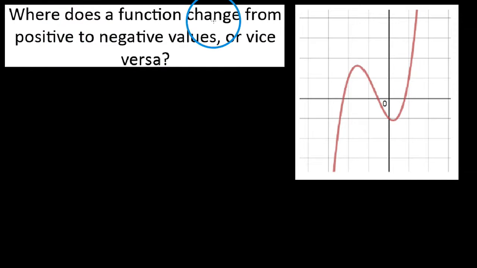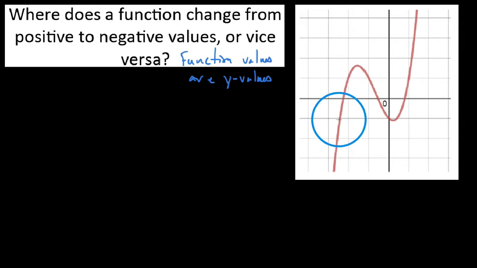But in terms of what we know about our function, let's consider this question here. We say, where does a function change from positive to negative values or vice versa? And so when we talk about function values, function values are y values. So on this particular graph, basically what we want to point out is that our graph can only go from negative y values to positive y values where it crosses over the x-axis, and then we would have negative again and positive, like something like this here.